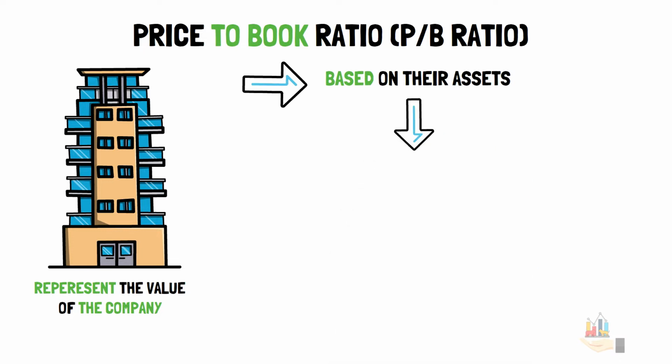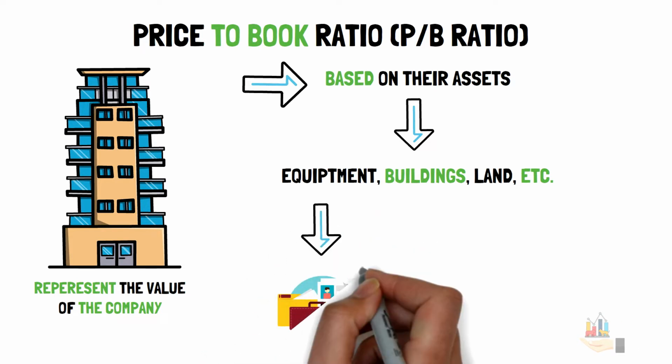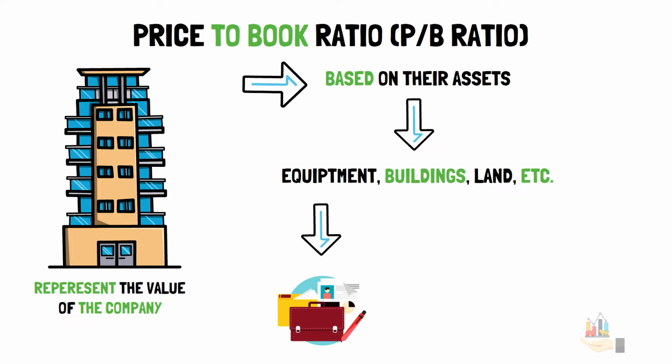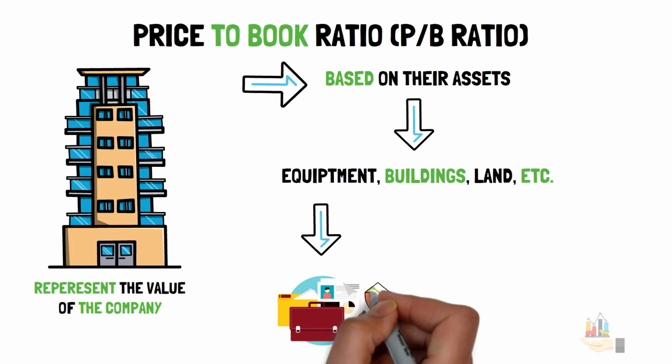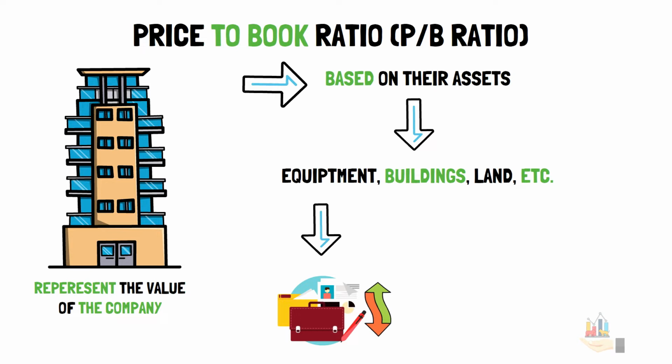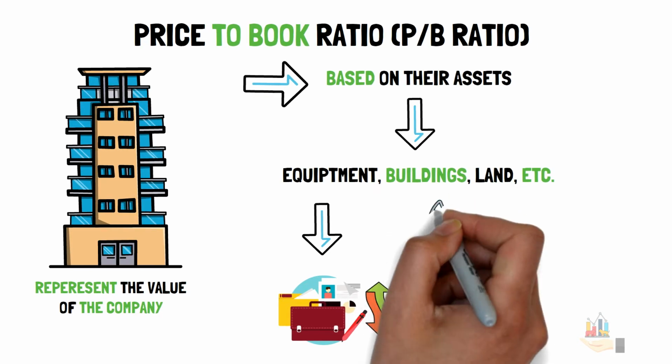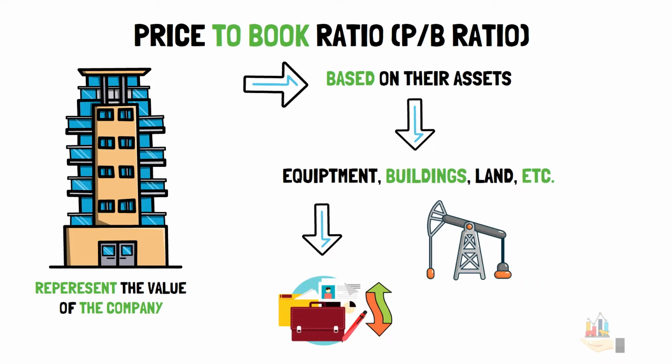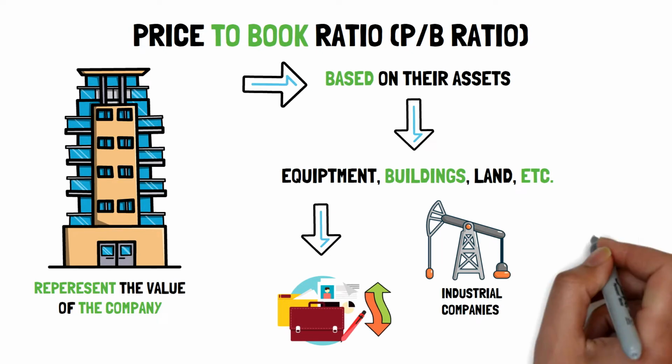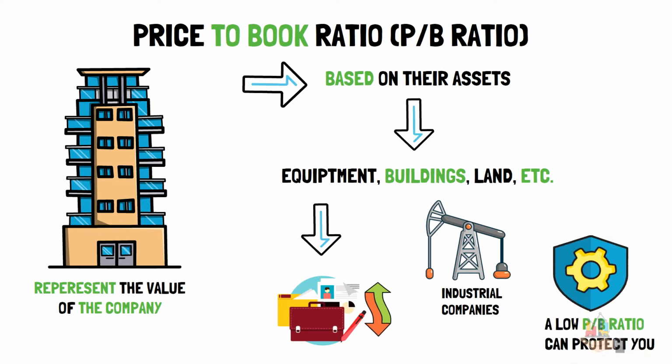The book value usually includes equipment, buildings, land, and anything else that can be sold, including stocks, holdings, and bonds. With purely financial firms, the book value can fluctuate with the markets, as these firms tend to hold a portfolio of assets that goes up and down in value. Industrial companies tend to have book value based more on physical assets, which depreciate year over year according to accounting rules. In either case, a low PB ratio can protect you, but only if it's accurate.